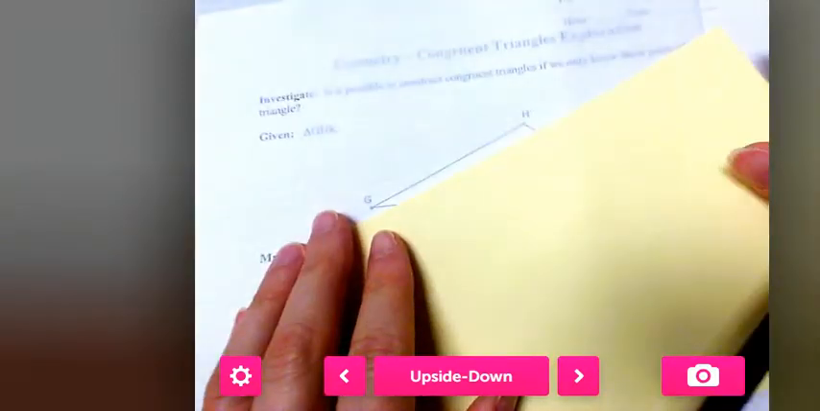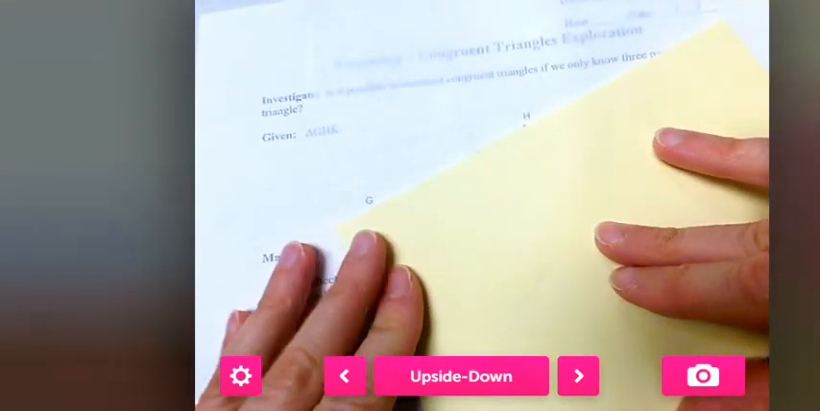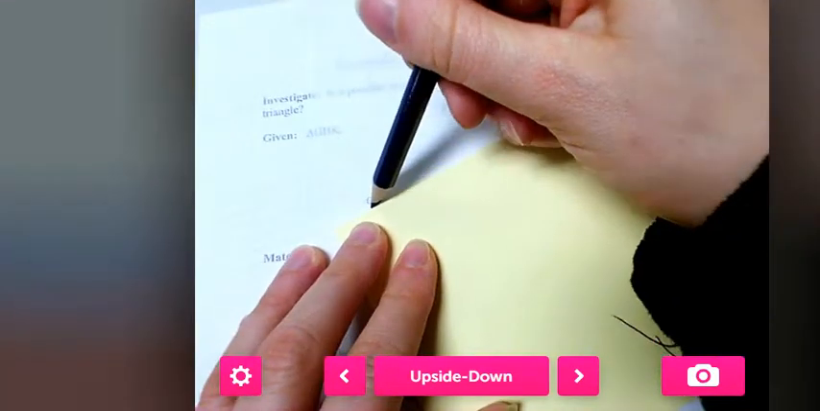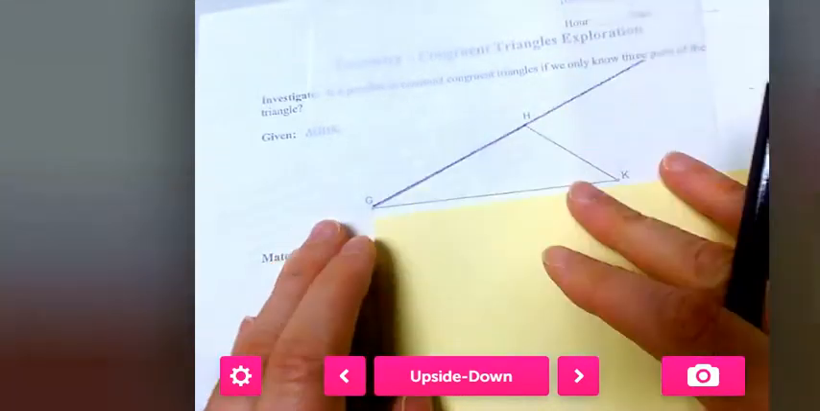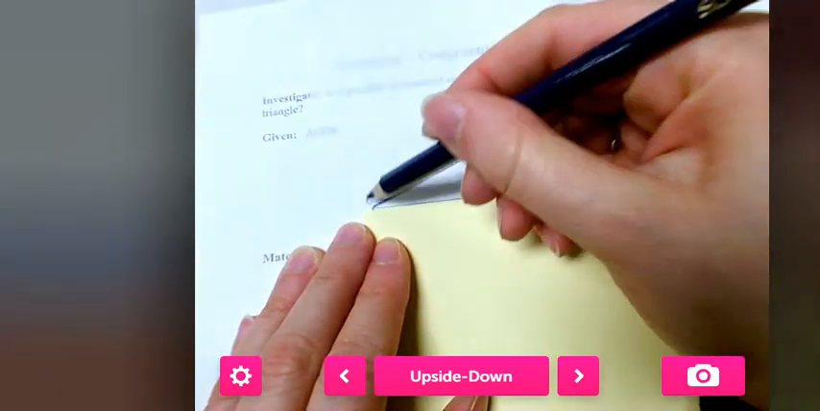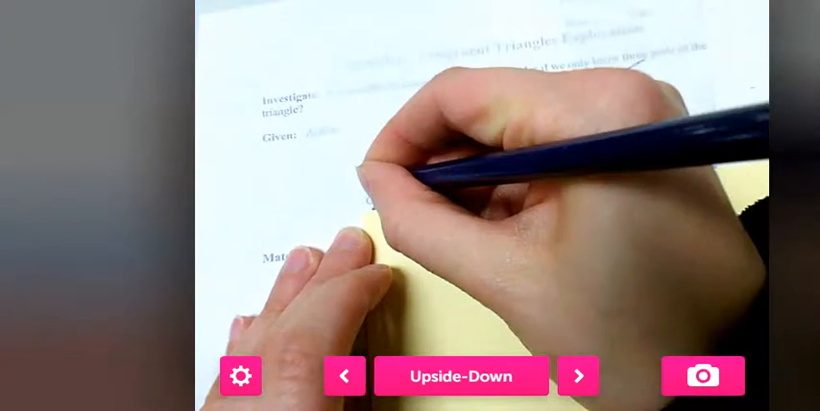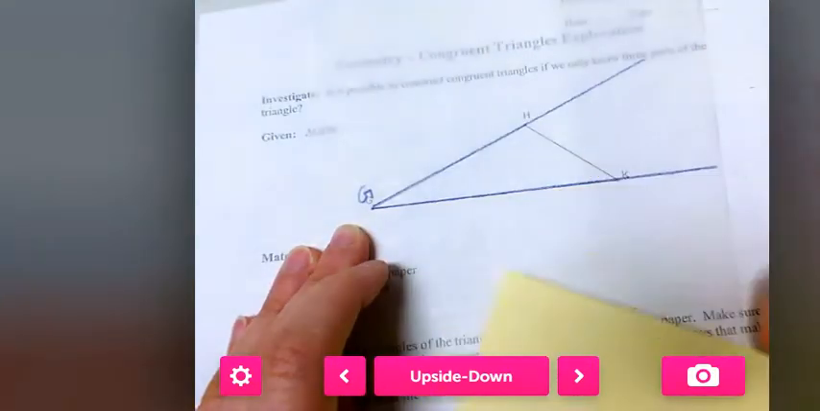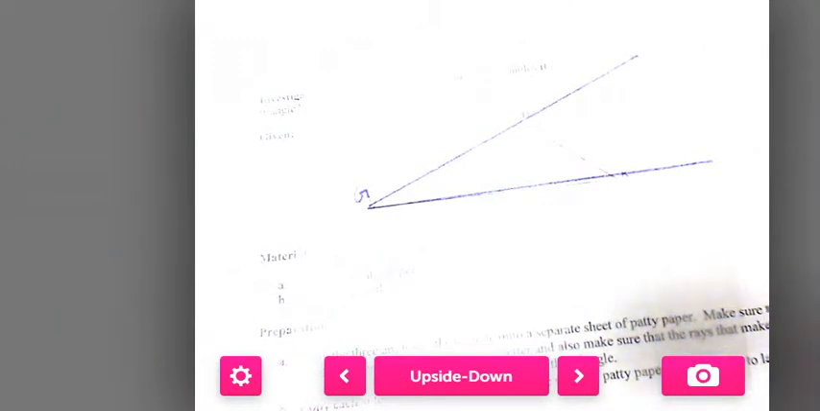Okay? And you're going to trace the angle. See how I'm doing it longer than it actually is? See how I go past H? And then I'm going to go to the other side. See how I go past K? And I'm going to label this G. Anybody have questions about how that works?